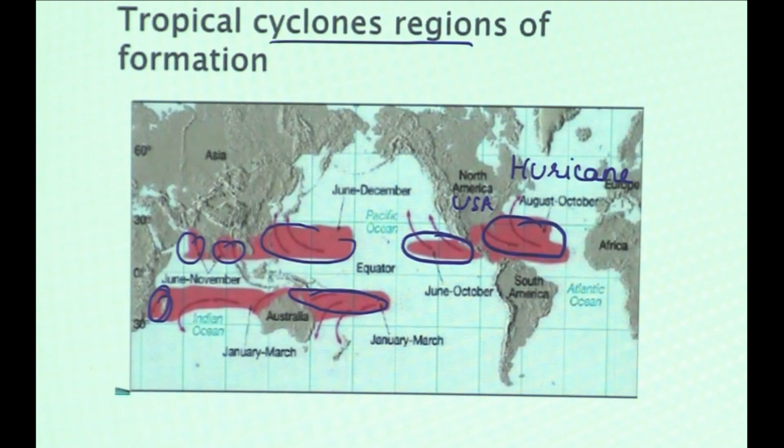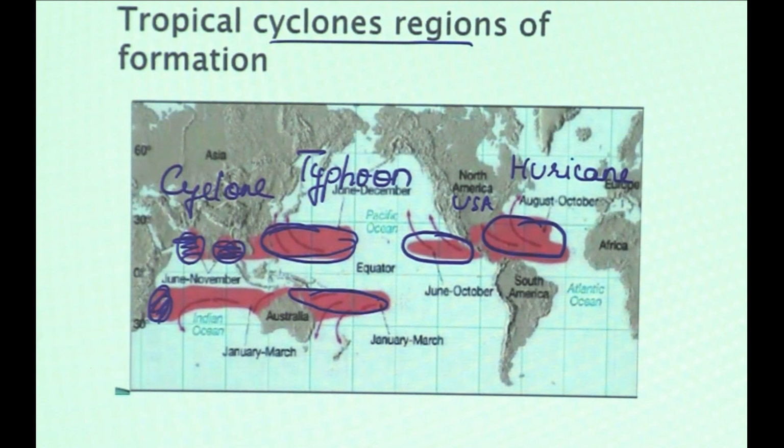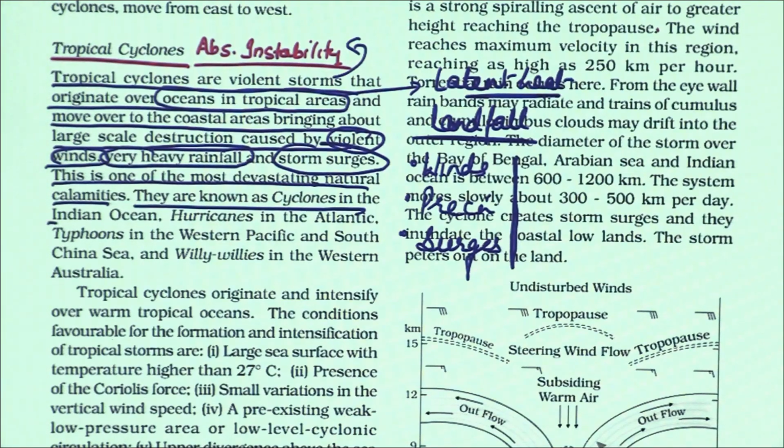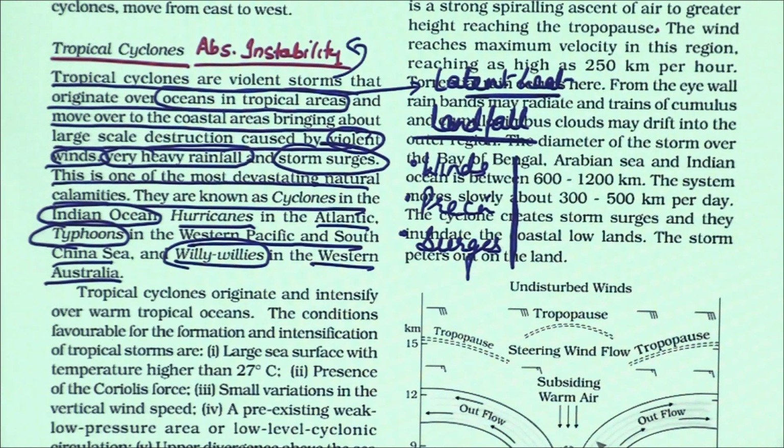In Indian Ocean, namely Arabian Sea, Bay of Bengal, Mozambique Channel in south, it is called cyclone. In China Sea Belt, including China, Taiwan, Philippines, the system is called typhoon. And in Australia, Papua New Guinea, the system is called Willy Willies. So basically, when we talk about this system in terms of their place of origin, we identify them with variable names, and these names I read from NCERT. They are known as cyclone in Indian Ocean, hurricanes in Atlantic, typhoon in Western Pacific, South China Sea, and Willy Willies in Western Australia.